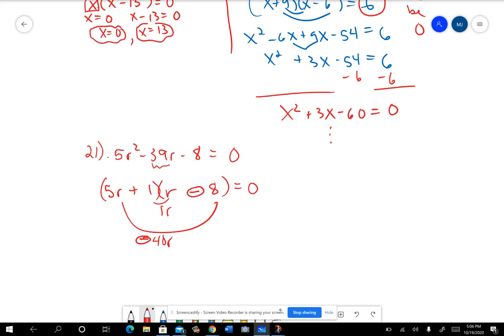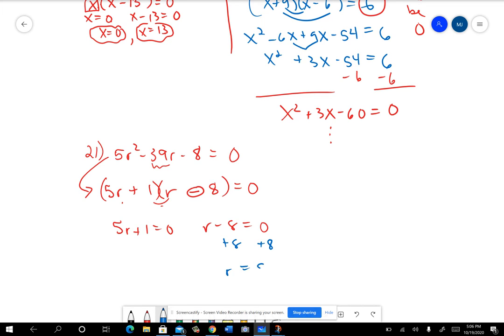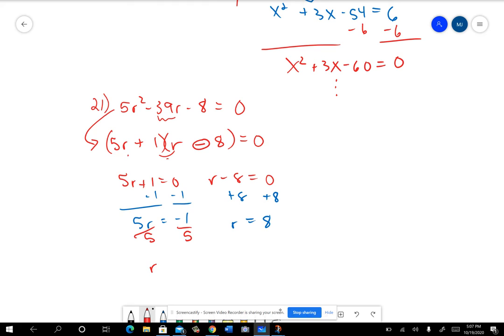Okay, and of course that's the time-consuming part right there. Once you get that, then you're back to just solving a linear equation. So that means you set each of these equal to 0. And then you just go through that process of getting the variable by itself. So r equals 8, or you subtract 1, and then divide by 5, and get r equals negative 1/5. And so there's one answer, there's the other answer. Okay?